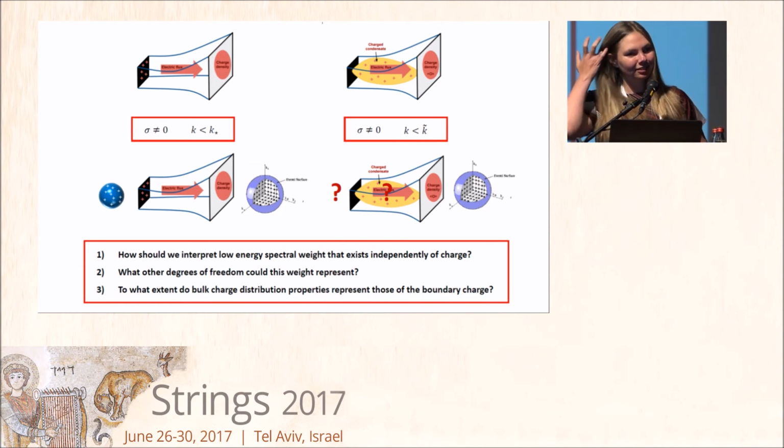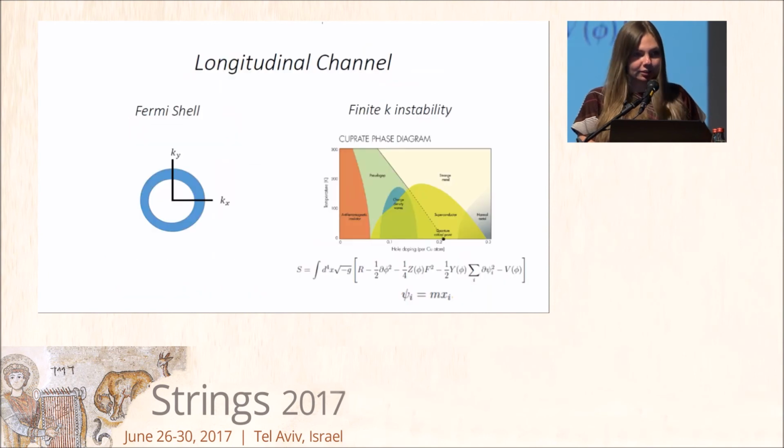Concerning your finite K instability, at which momentum does that show up? Is it somewhere in that ring that you showed? Right. So yeah, it shows up within the ring. Within the ring. Okay. Roughly where?